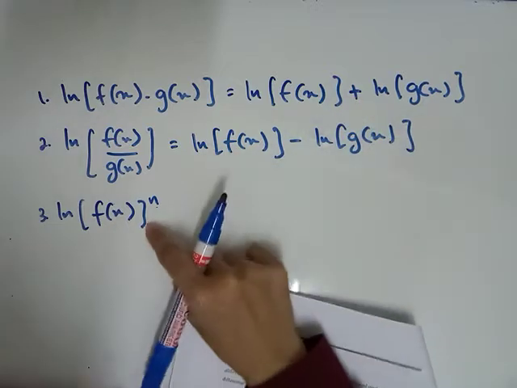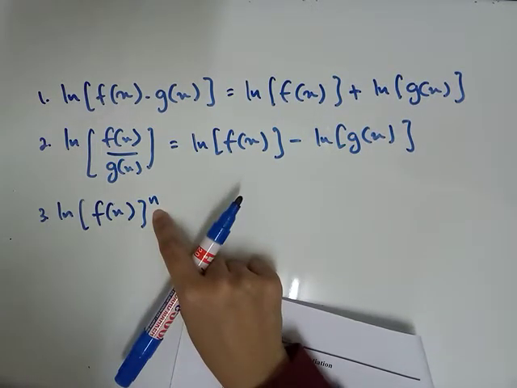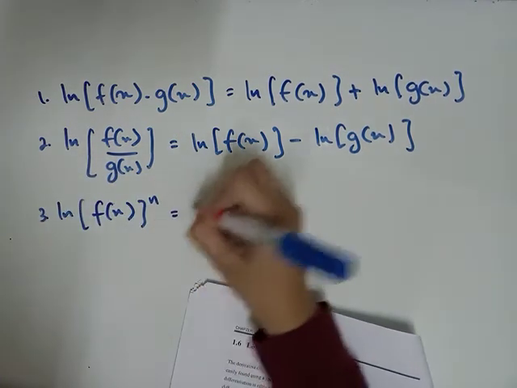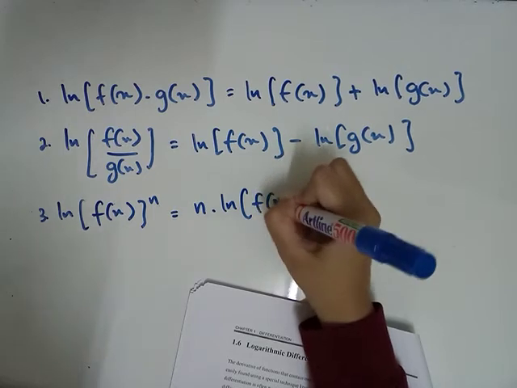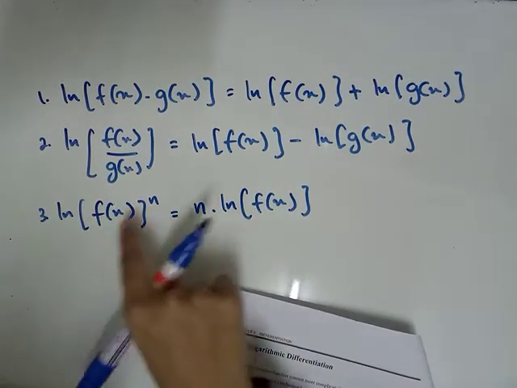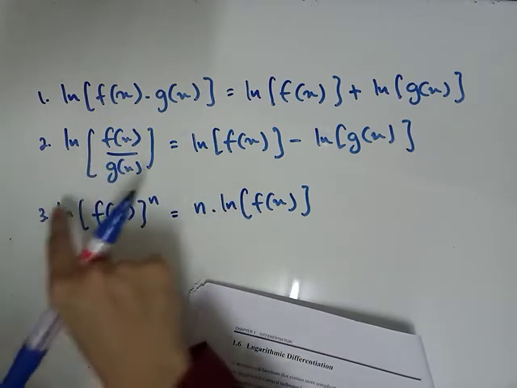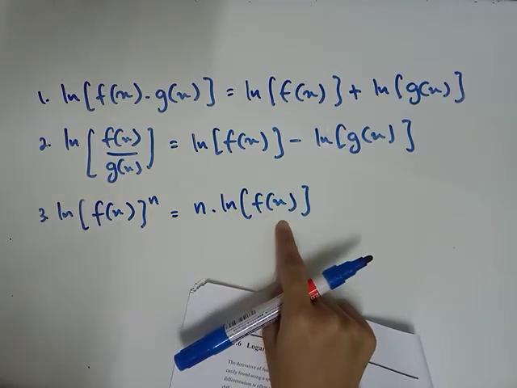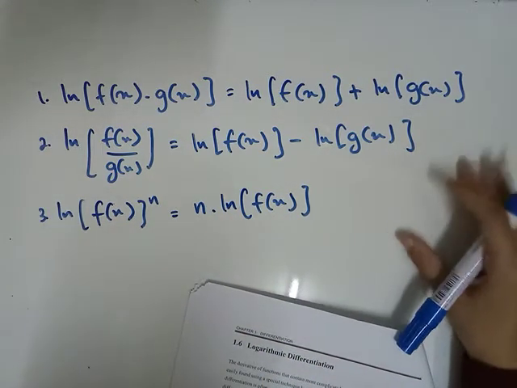Alright, so look at number 3, ln f(x) power n. So the power n you need to bring in front, n times ln f(x). Ln f(x) power n is equal to n times ln f(x), the power n you bring in front. So this is the law of logarithm differentiation, the basic law.